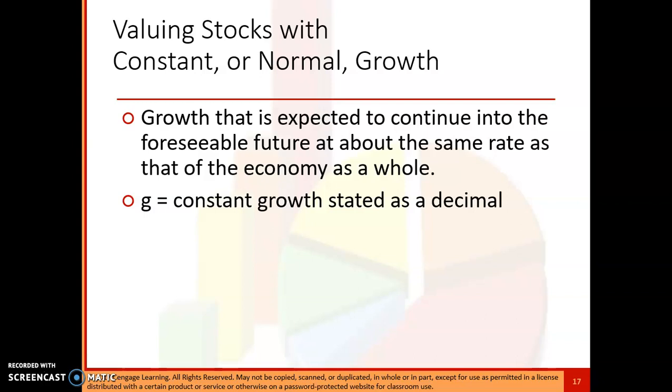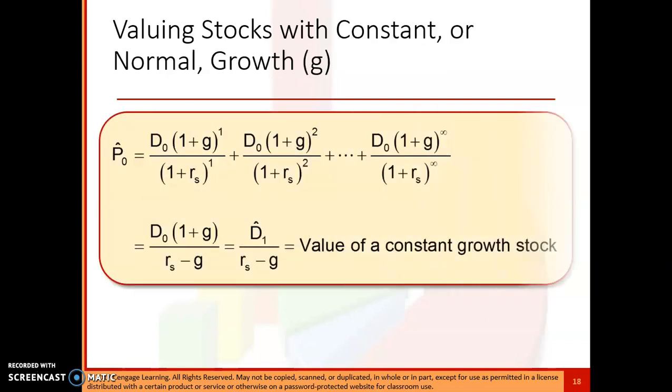Valuing stocks with constant or normal growth. In this case, growth is expected to continue for the foreseeable future at about the same rate as the economy as a whole. G is the constant rate, stated as a decimal. We'll see an example of this model probably in the next lecture.